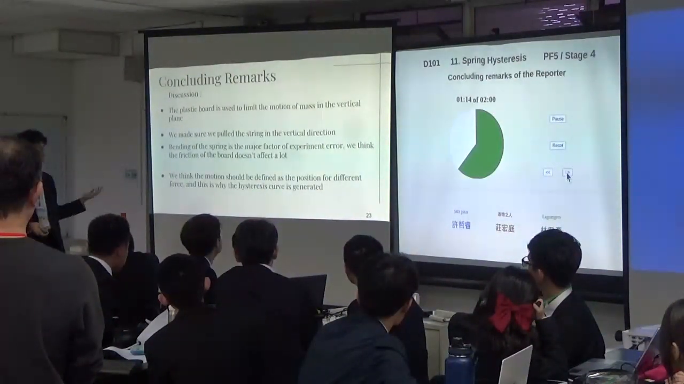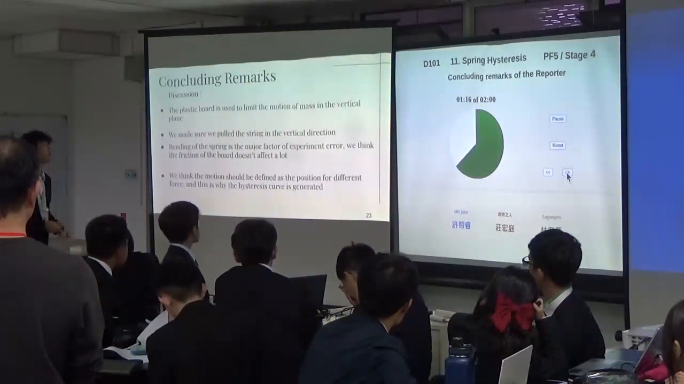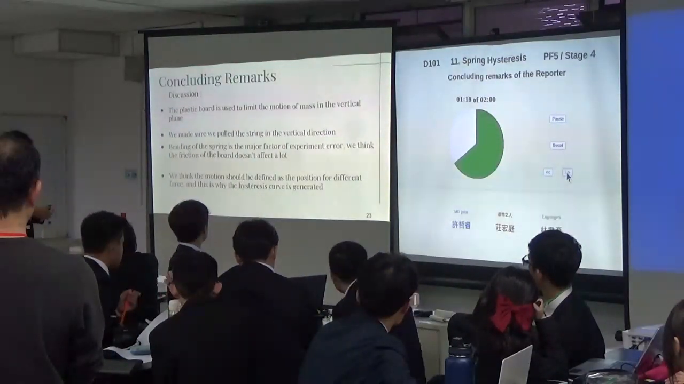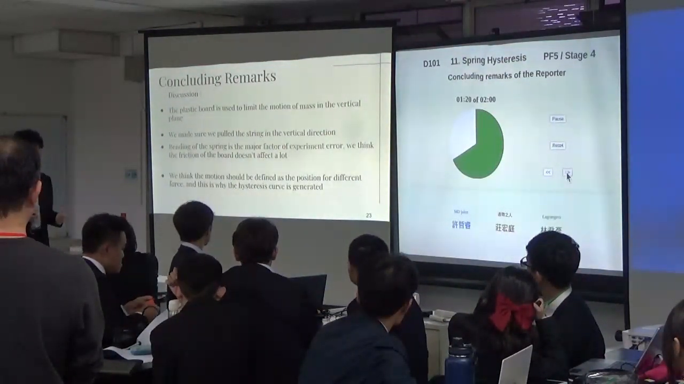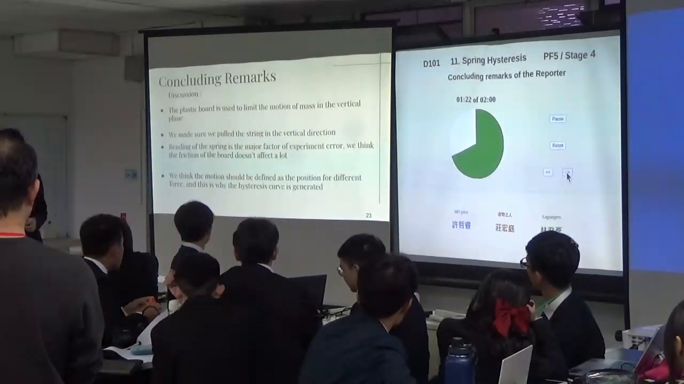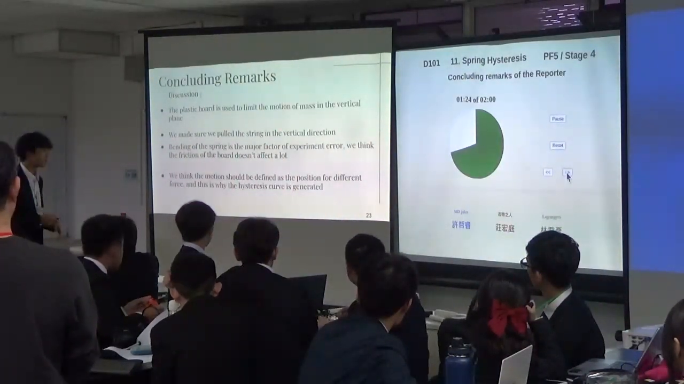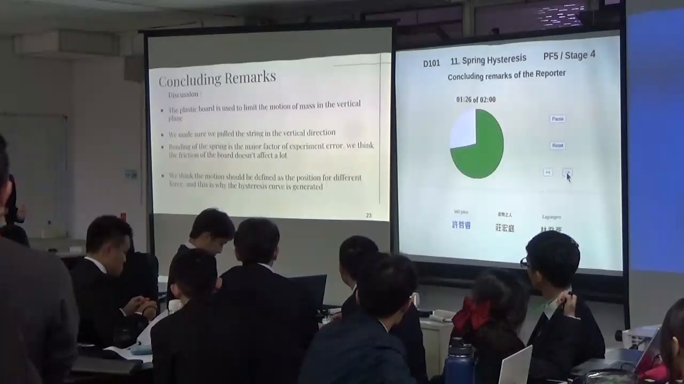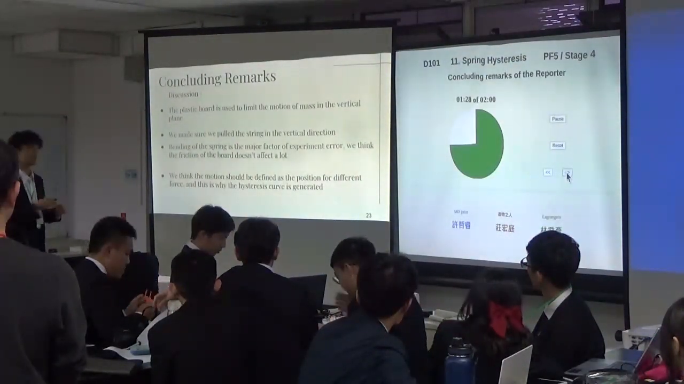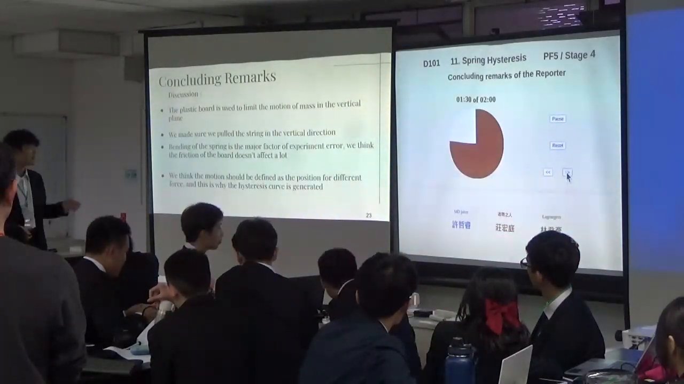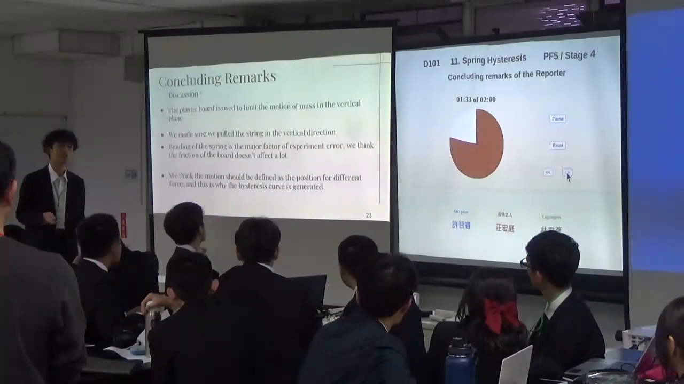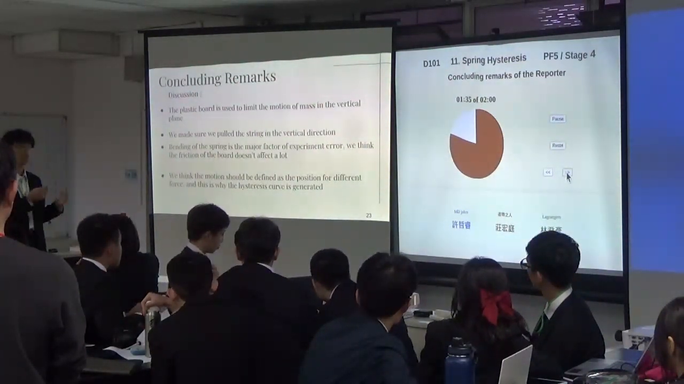And this is how we measure our experiment data. The bending of the spring is a major factor of the experiment error. We think that the friction of the board doesn't actually affect it a lot. And we think that the motion of the mass should be defined as a position for different force. And this is why the hysteresis curve is generated, not only by the velocity to time graph.